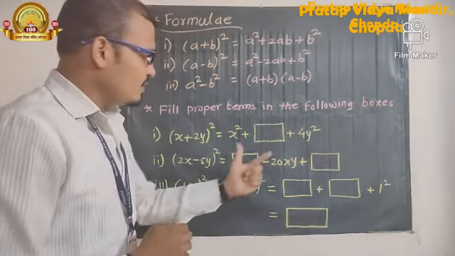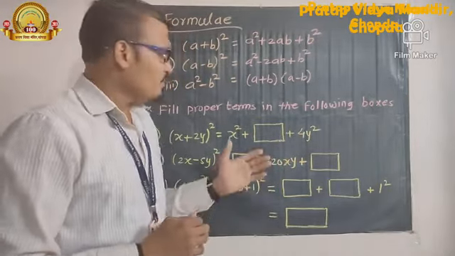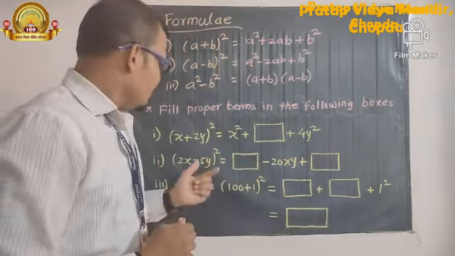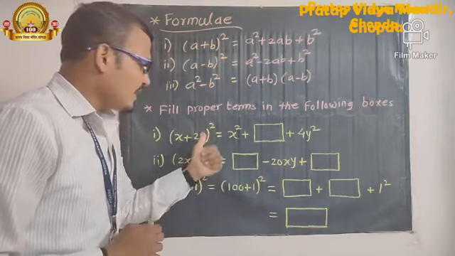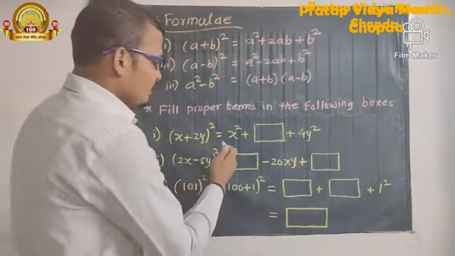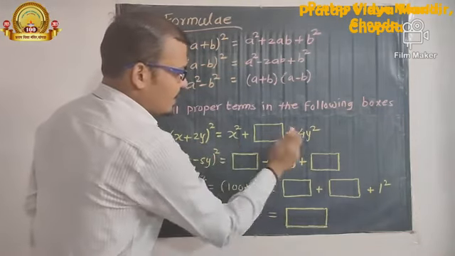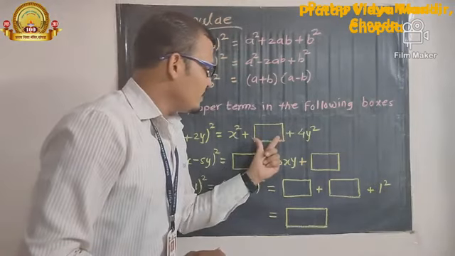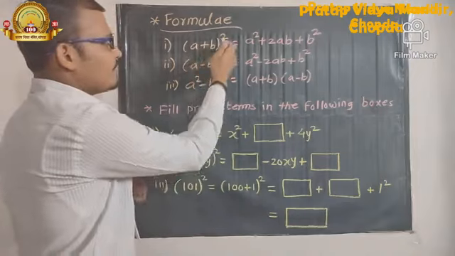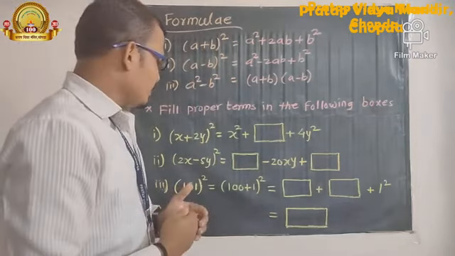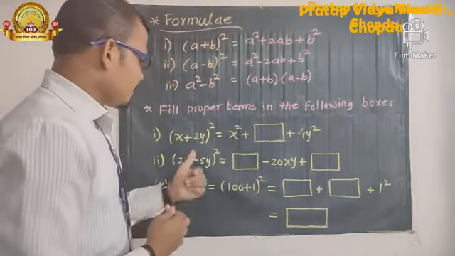Here we have to fill these boxes by using these formulas, in which our first activity is (x + 2y)². Now here we have given the first term and last term, and we have to fill the middle term by using our first formula (a + b)². So let us solve this activity.